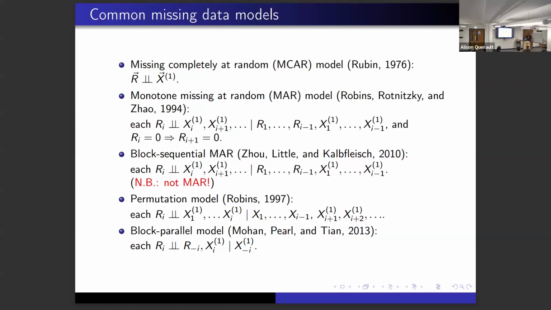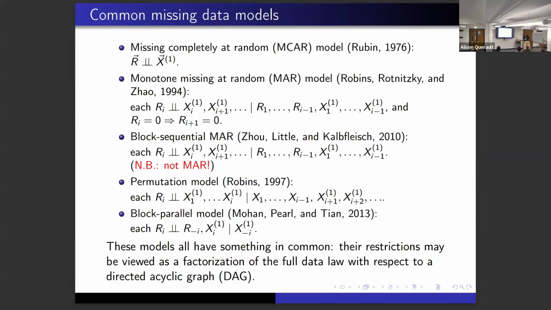There's also something that I called the block parallel model that first appeared in Karthika and Mohan's paper with Jin Tian and Judea Pearl in 2013, where each indicator is independent of the other indicators and the other counterfactuals, given all the other counterfactuals. Okay, and there are many, many more that will not all fit on this slide. This is just a representative sample. Actually, they're not representative. They're very systematically picked. They're systematically picked because they're all represented by a graph, it turns out. Although not every paper that originally brought them up thought of them that way.